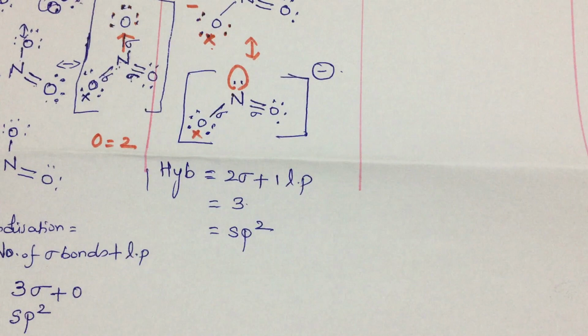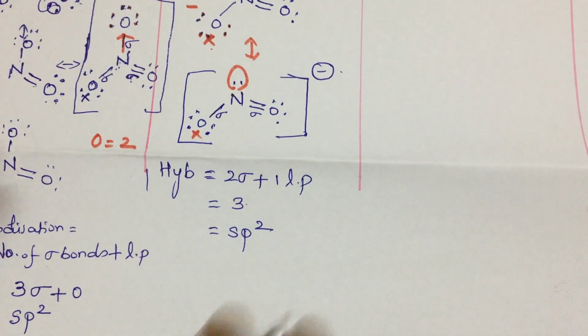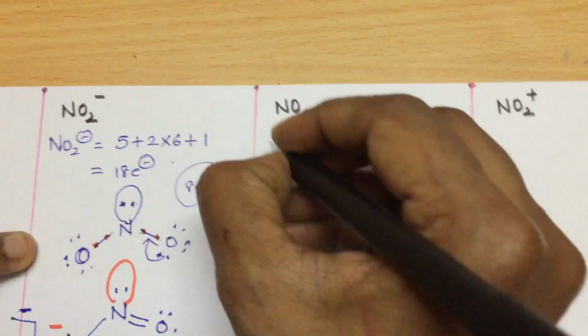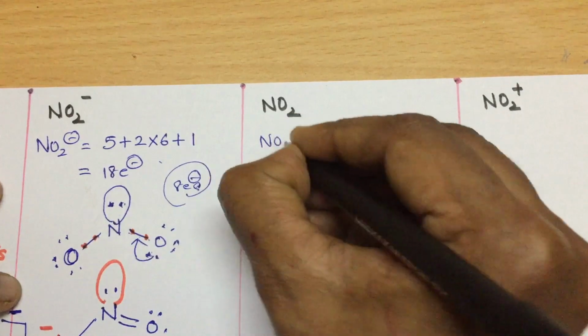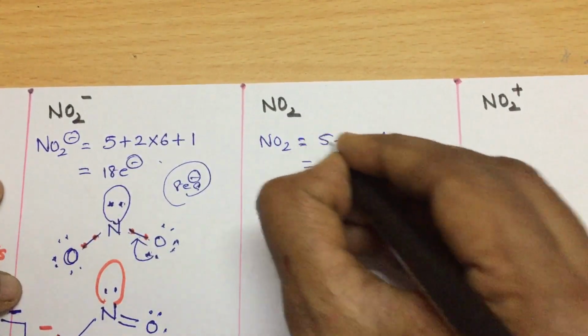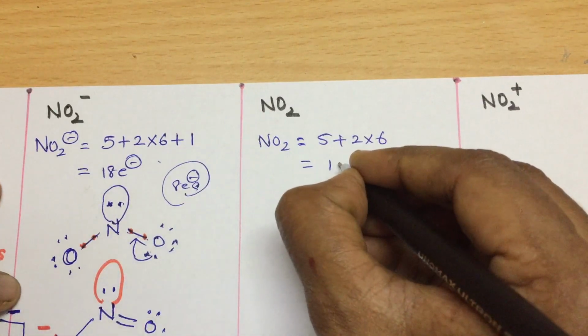So how to find hybridization? There is a video, I will give you the link. You can go and check there. So this is also sp2. Finally we will check the bond angle. Now for this NO2, I am going to rush up because I told you how to find it.